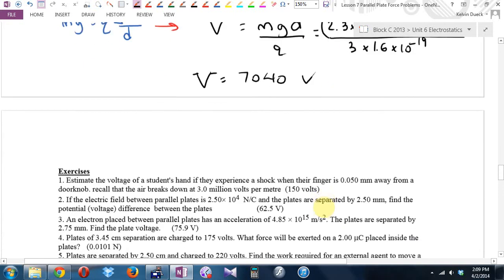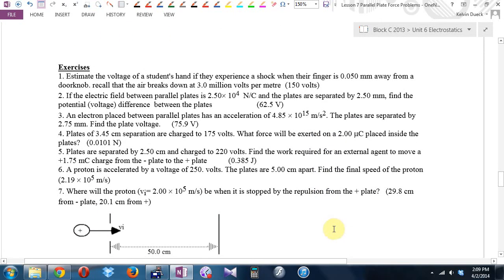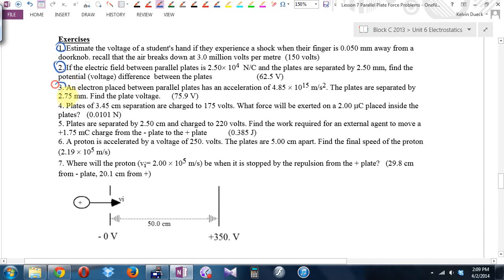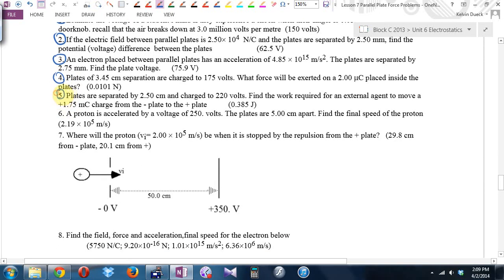What's your homework? You can try number 1. You can try number 2. Number 3. So number 3, this time they're telling you the acceleration, and they're saying, hey, what voltage must be causing that acceleration? So I figure that question is fair game going forwards or backwards, right? 4 is good. 5 is good. What are they asking you to find in number 5?